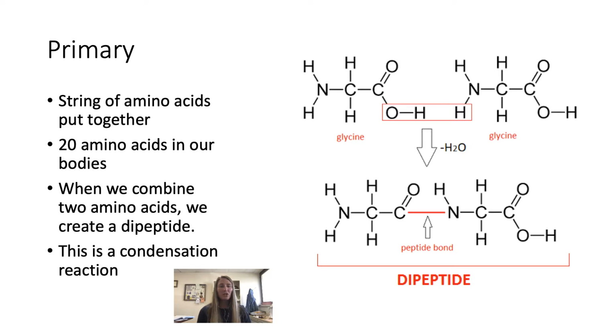Once we put two individual amino acids together, we get a dipeptide. If we continue to add amino acids to each end of that dipeptide, we will get a polypeptide, meaning many amino acids linked together. And that is primary structure.